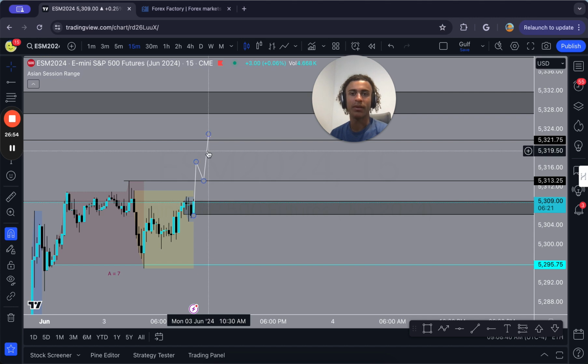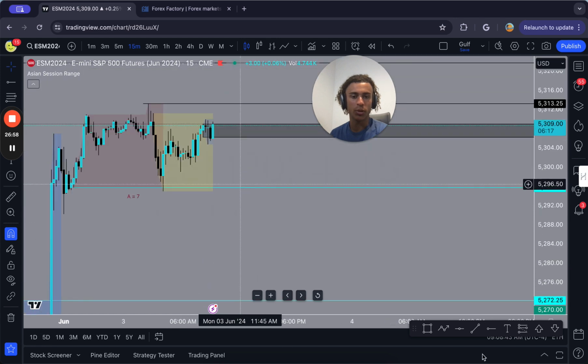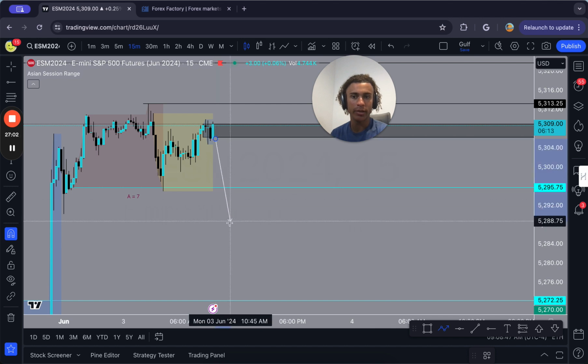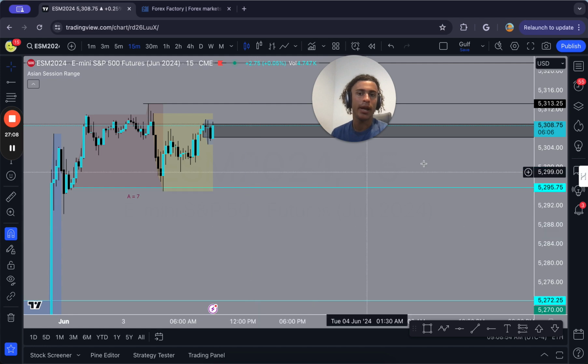But I would also be looking for a potential move to the downside, which would incur a similar setup. It would need to be a break below this, break right here, and retest. That would be ideal. I'm looking for a break and retest setup. If I see the setup, I'll take a trade. If I don't see the setup, I will not take a trade.